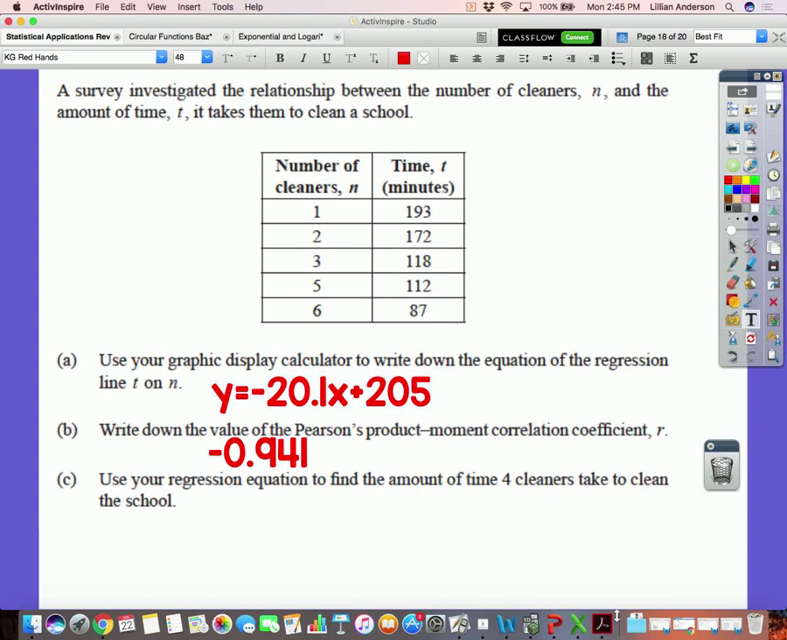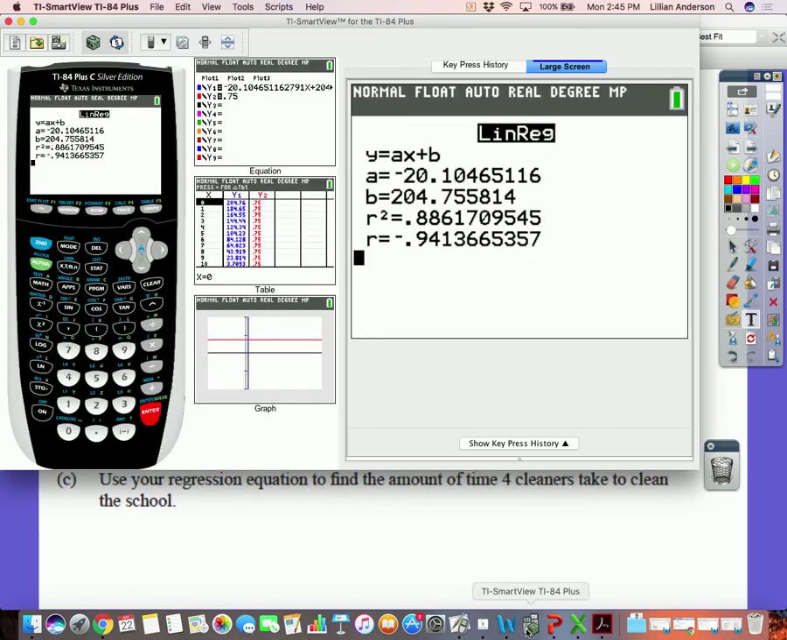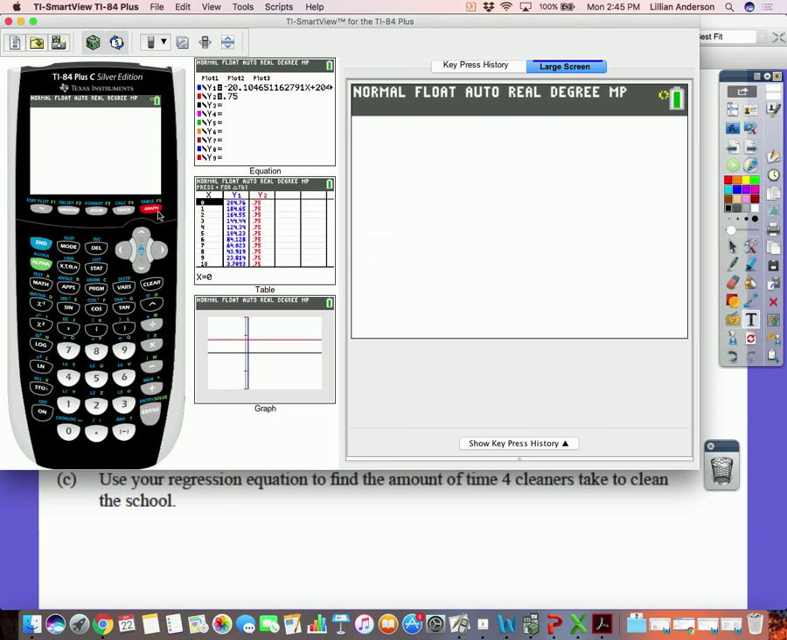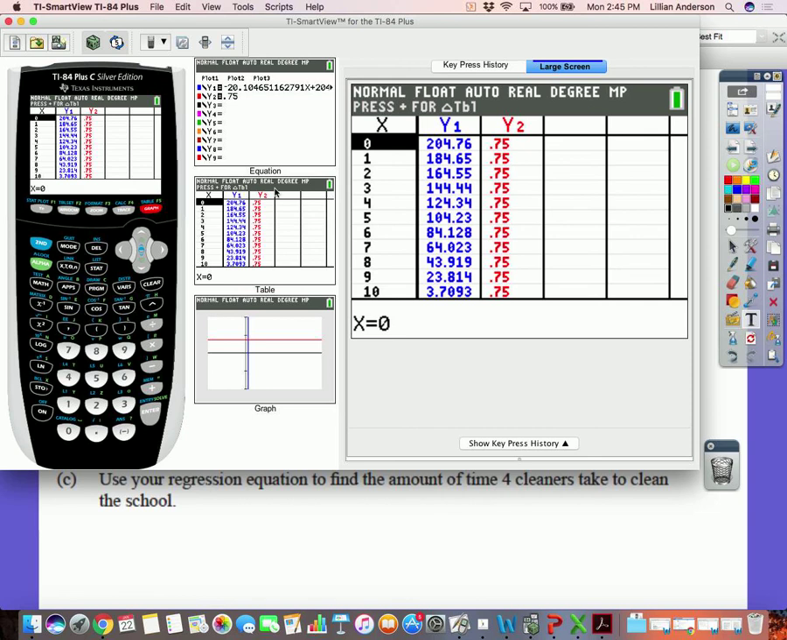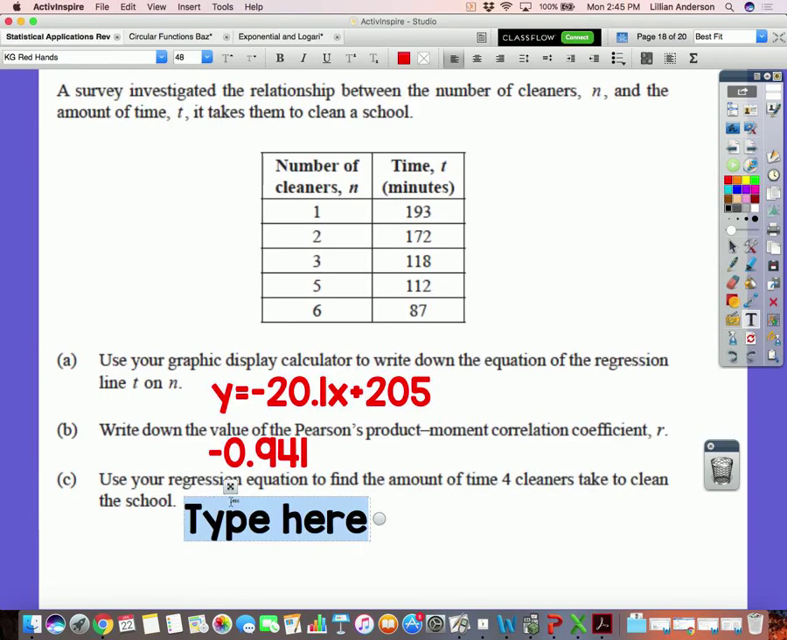You plug 4 into the x value, and you can solve it out that way. Or if you like, you can go to your table and go to where it says 4, and you will figure out exactly how long it took for 4 cleaners to clean it. That is true. Okay. So we can go. I'm not even going to lie, I'm quite happy that you all said that.